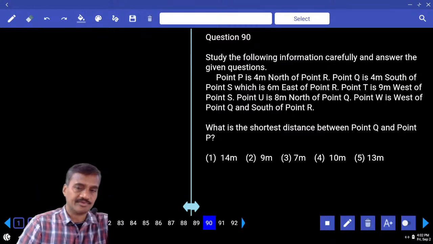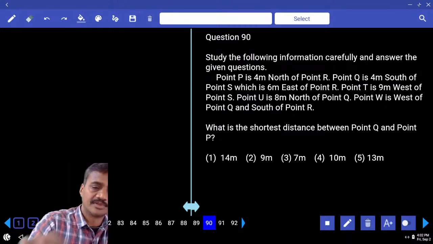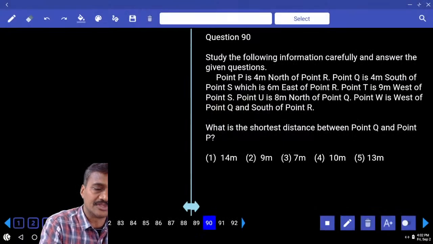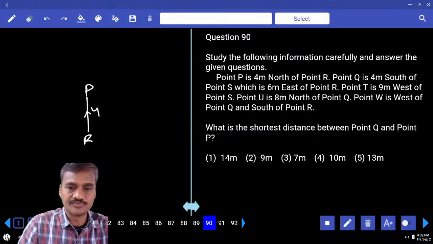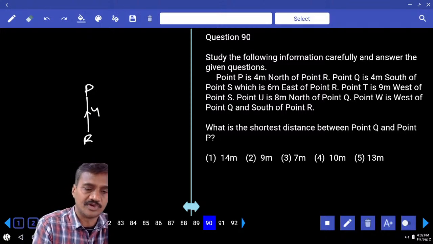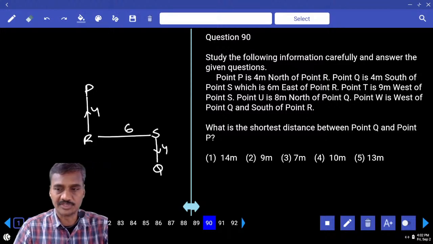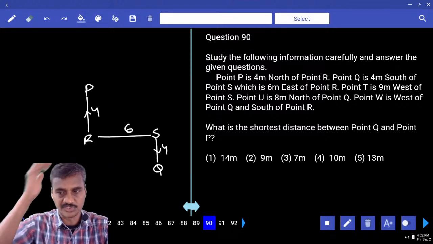The next one, 91 onwards. 90. P is 4 meters to the north of R. P is here, R is here. Now the distance between these two is 4 meters. And S is 6 meters to the east of R. Now this is S, 6 meters to the east of R. And Q is 4 meters to the south of S.